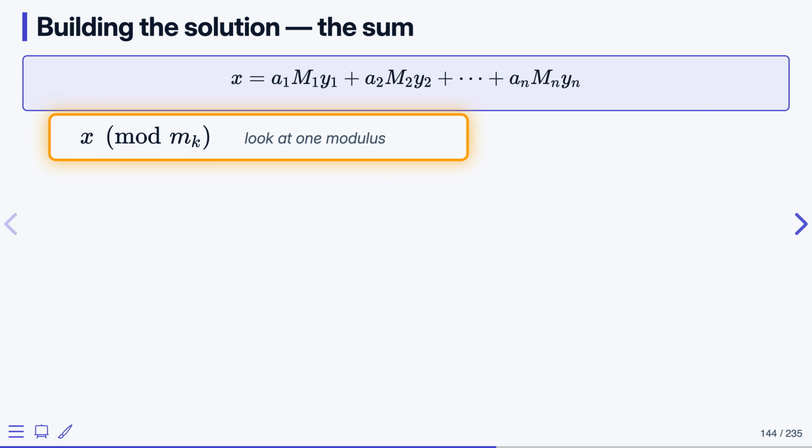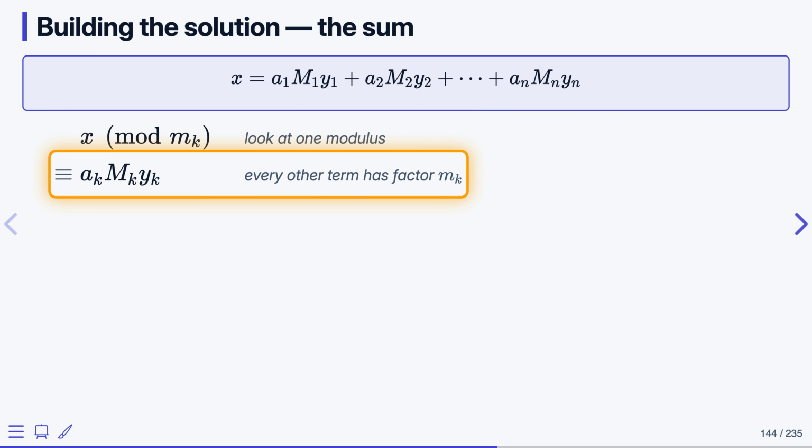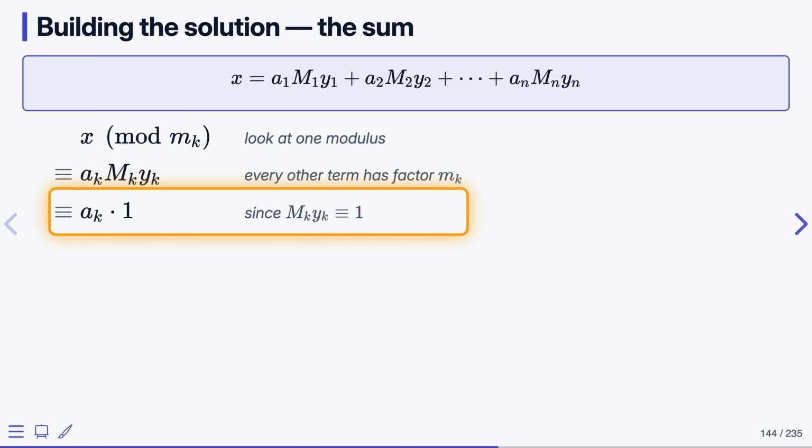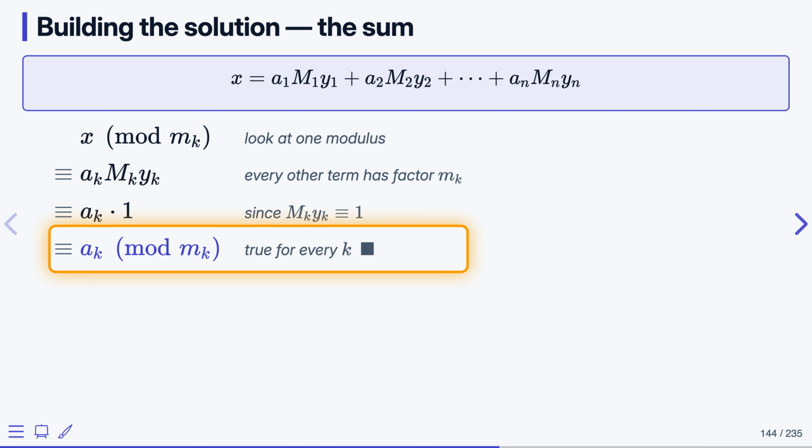Now check it works. Look at x modulo one particular m sub k. Step 1. Every term except the kth one contains m sub k inside its big M, so every one of them is congruent to 0. Only the kth term survives. Step 2. And in that term, big M sub k times y sub k is congruent to 1. By the way, we chose y sub k, so the term is a sub k times 1. Step 3. So x is congruent to a sub k, mod m sub k, and that holds for every k, so x solves the whole system at once.